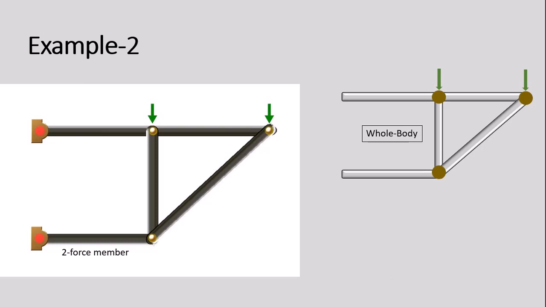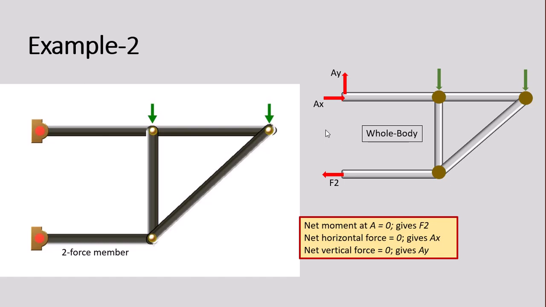Next example. So here we have another frame. We have 1, 2, 3 two force members. Let's draw the free body diagram for the whole body. AX, AY. Just because this is a two force member, the force from the pin is along the two force member. Balance the moment at A gives F2, and the net horizontal force balance and net vertical force balance give you AX and AY. So AX and AY and F2 are known.